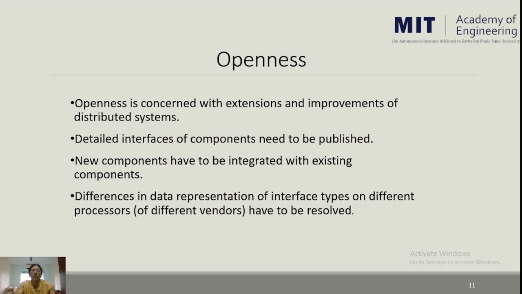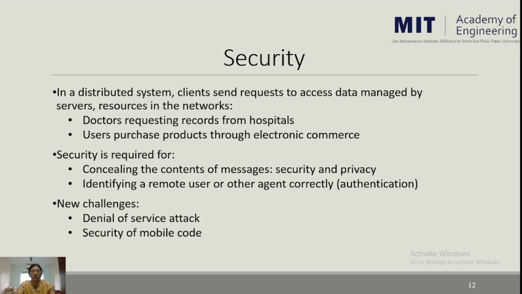Openness. Openness is concerned with extensions and improvements of distributed systems. Detailed interfaces of components need to be published. New components have to be integrated with existing components. Differences in data representation of interface types on different processors have to be resolved.